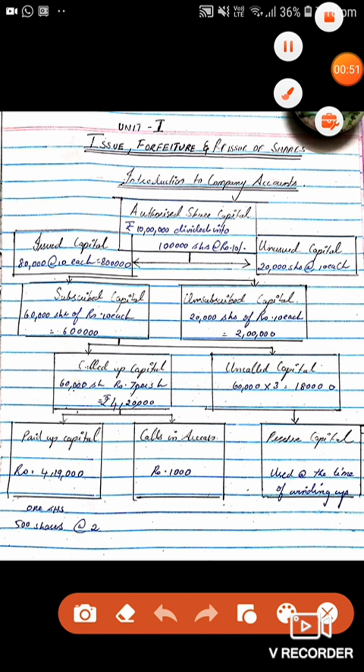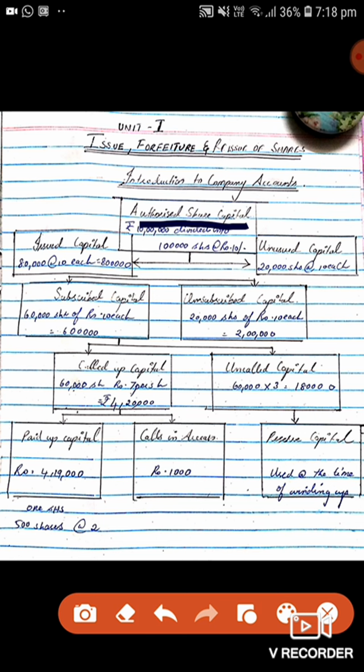authorized share capital. Authorized share capital is nothing but the maximum amount of capital that the company is authorized to raise from the public. This can also be called registered capital. For example, a company can issue a maximum of 1 lakh shares at rupees 10, which amounts to 10 lakhs. So the maximum authorized share capital is 10 lakhs for the company.